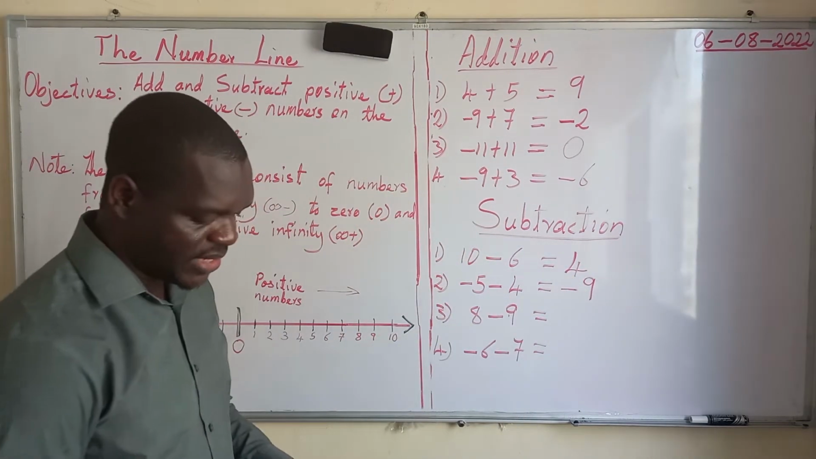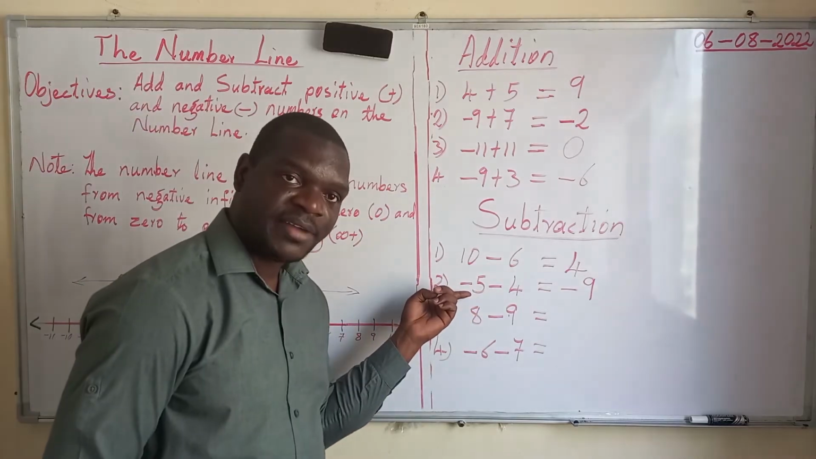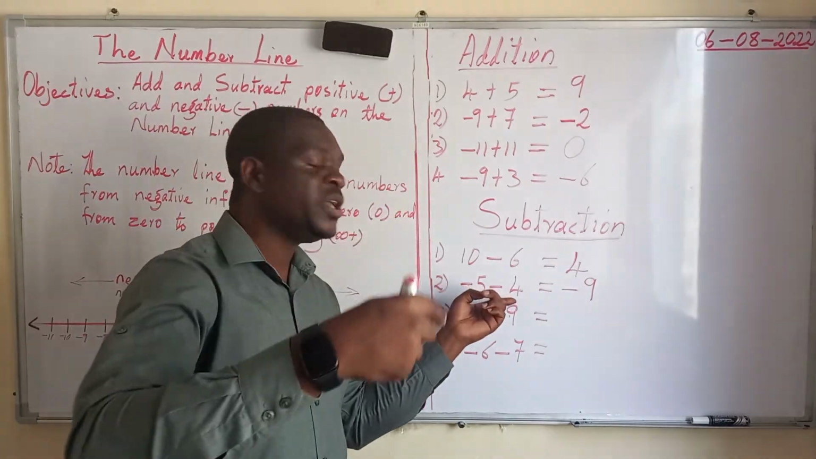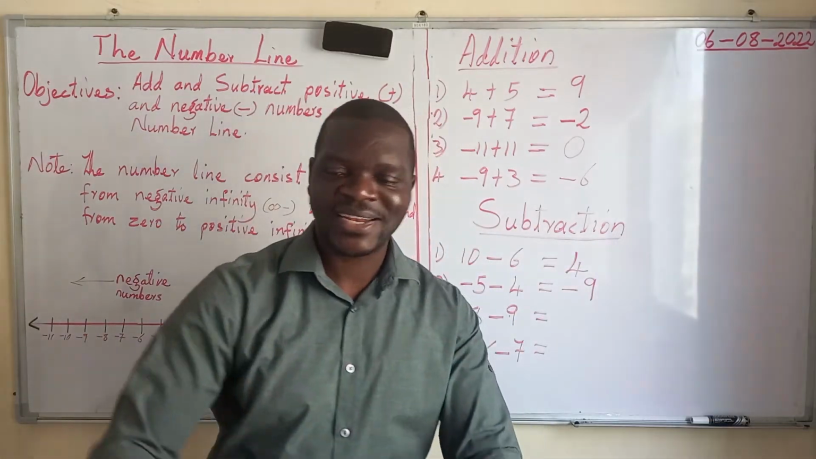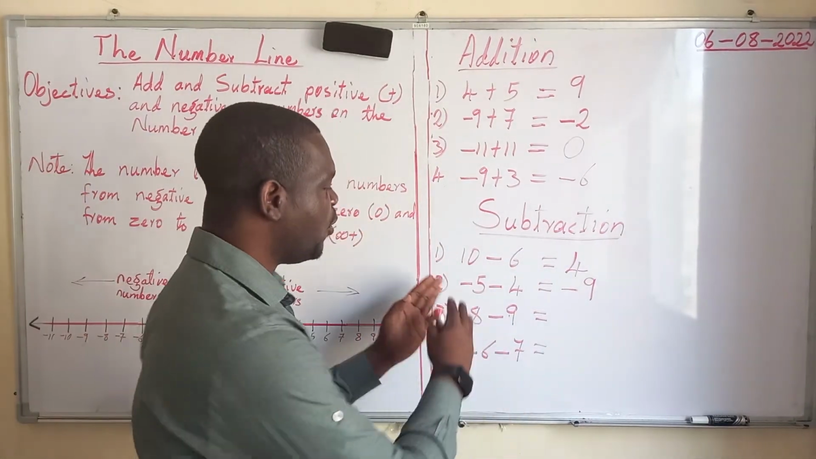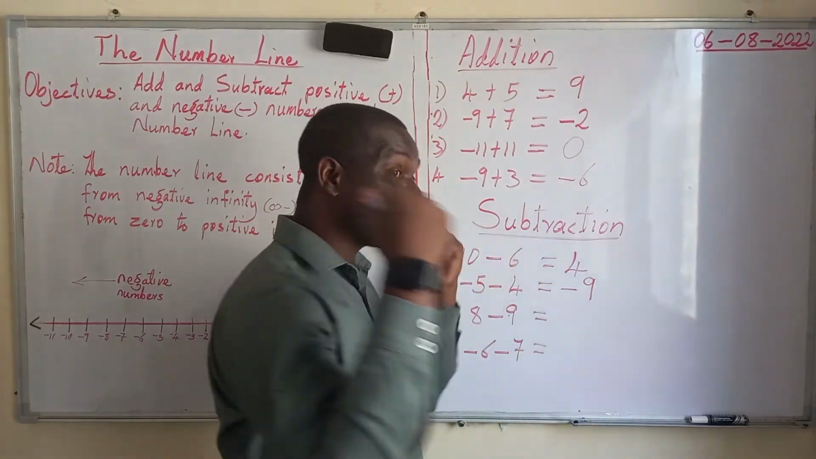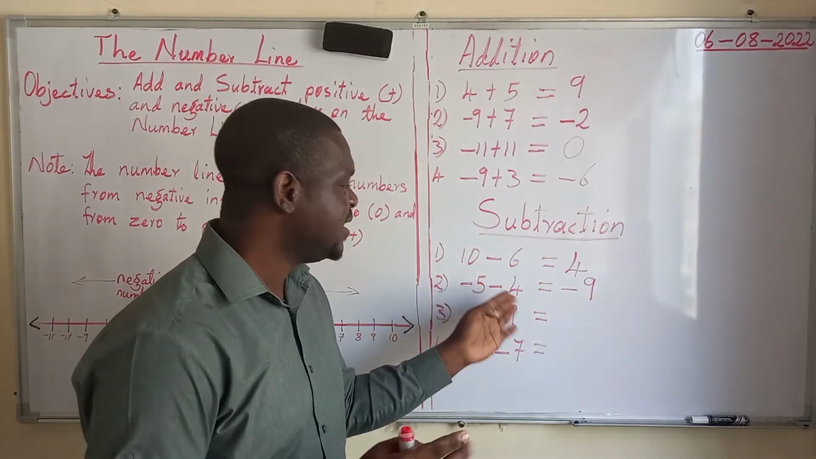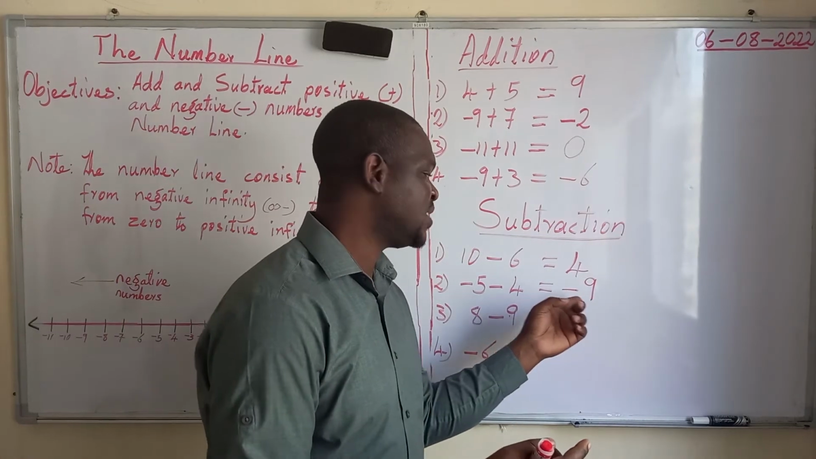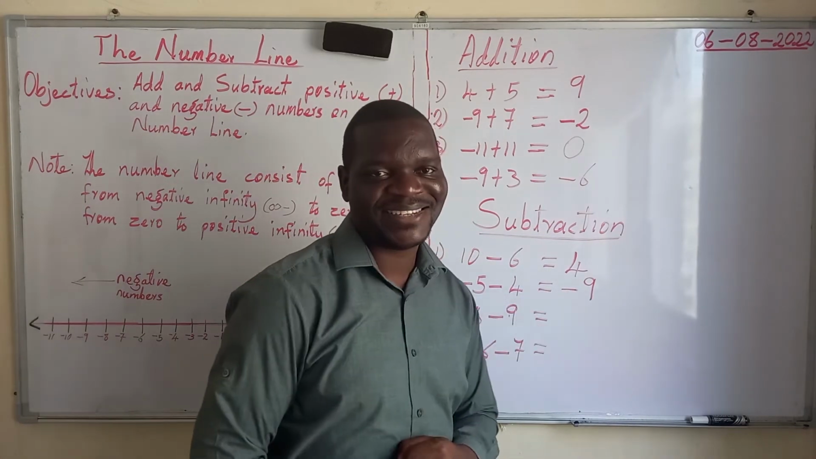Why is it negative 9? I'm owing 5 and I am still owing 4. It means you take a debt of 5 items and another debt of 4 items. Altogether, your total debt, because you don't have anything of yours, all are debts. So your total debt will be 9. That's why it is negative 9.